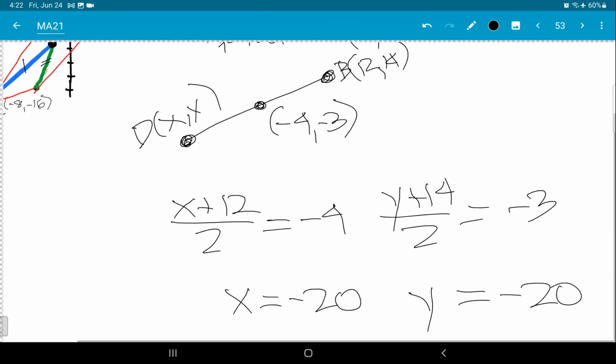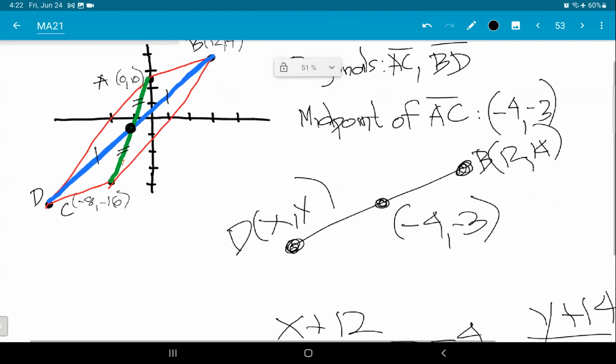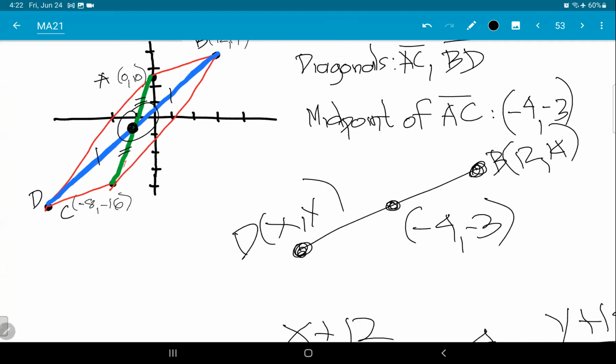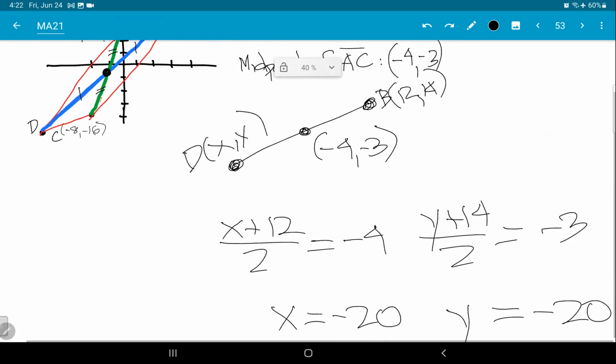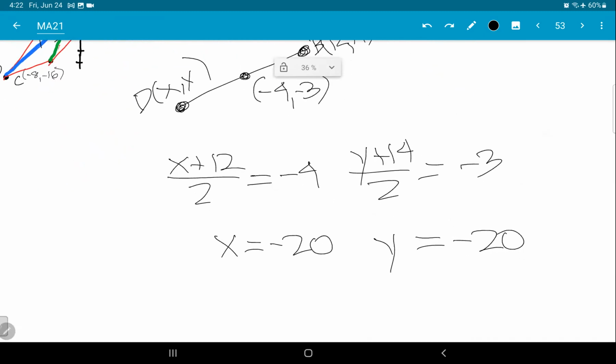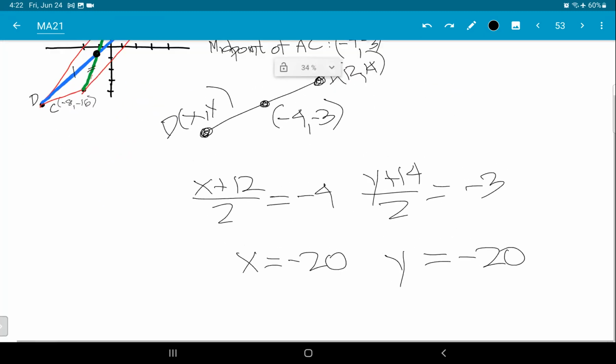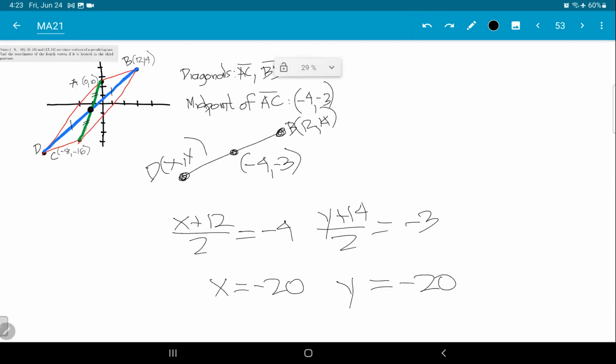So, apply the midpoint formula twice. One, directly. Second, indirectly. Kuha natin yung approach. Negative, tama. Negative 20, negative 20. Okay, you're looking at this. About 12, 14 yun eh.